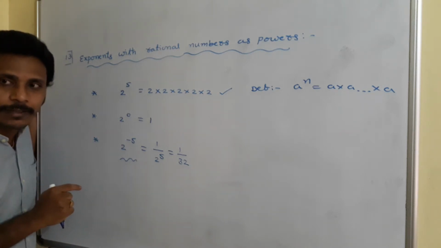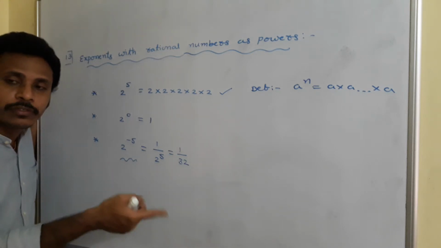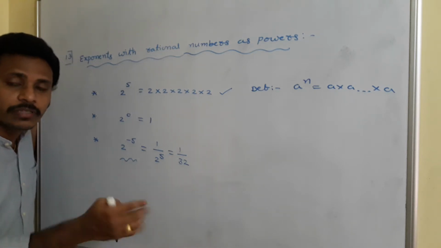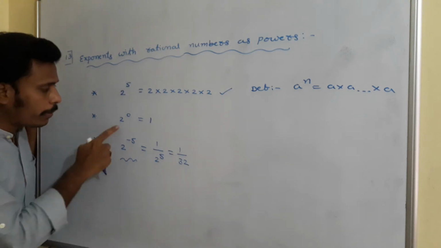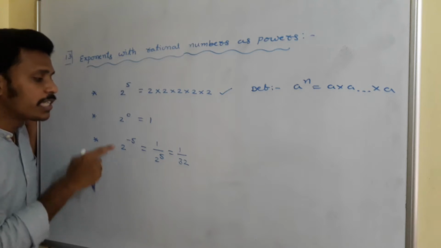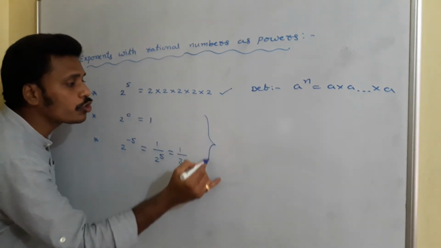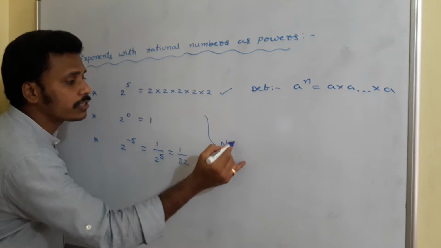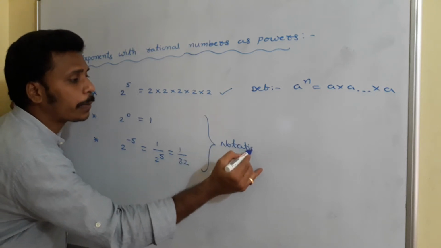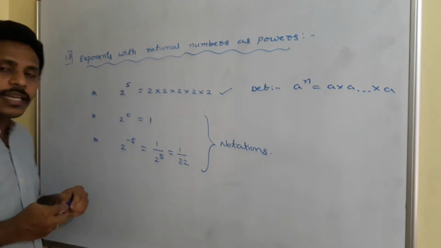It is meaningless, right? Multiplication of 2 for 2 times, 3 times, 100 times is somewhat meaningful. But multiplication of 2 for 0 times, or for minus 5 times, is meaningless as per the definition. But we will use these two as notations. We have to accept these two notations, and we will follow them in exponents.